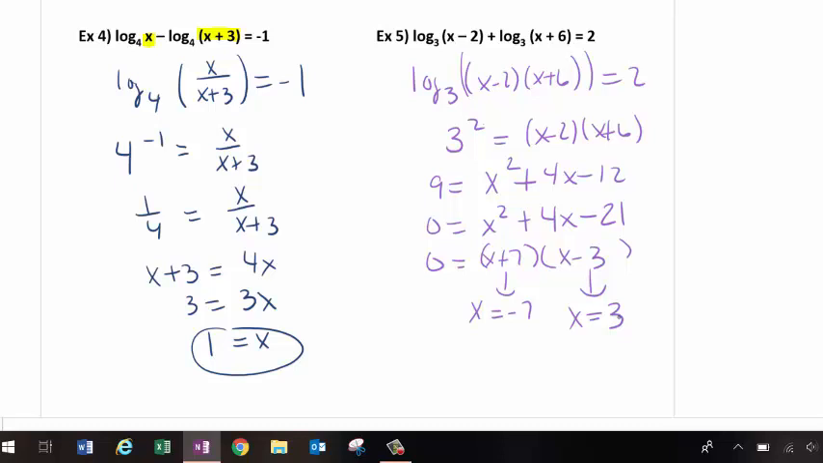Check again from the original problem, if I were to plug it into both of these spots, that they would be greater than 0. We can see right off the bat, if I plug in negative 7 in the first piece, it's going to be negative, so that doesn't work. If I plug in 3, I get a 1 here, that's okay. I plug in 3 here, that's okay. So x equals 3 is my answer.